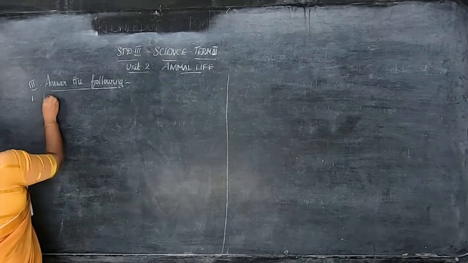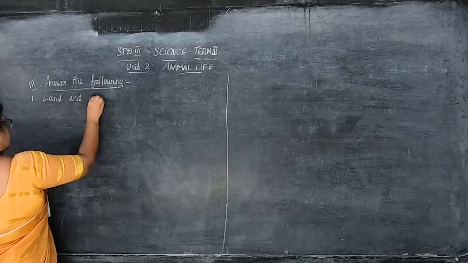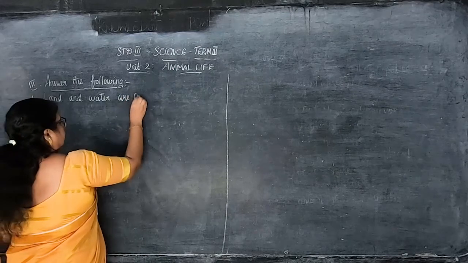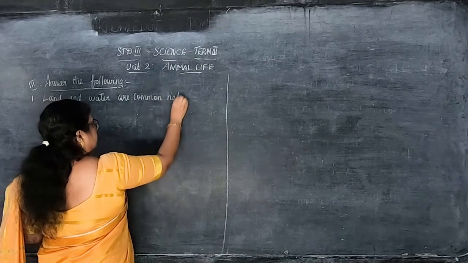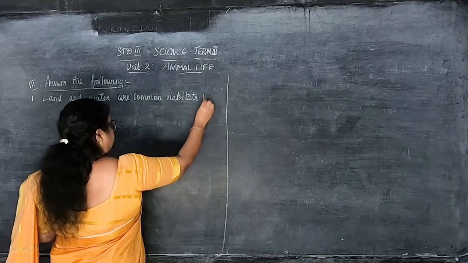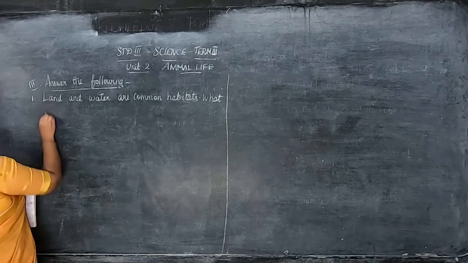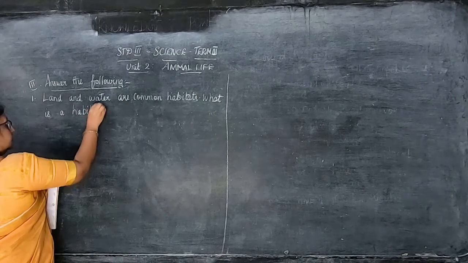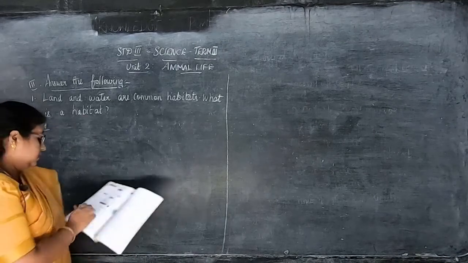Land and water are common habitats. What is a habitat? What is the question, children? Land and water are common habitats. What is a habitat?